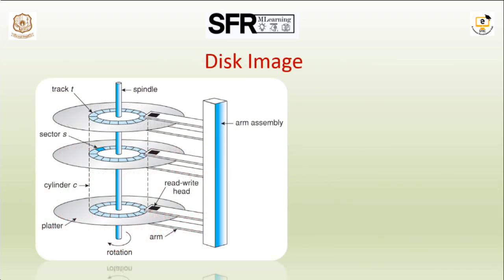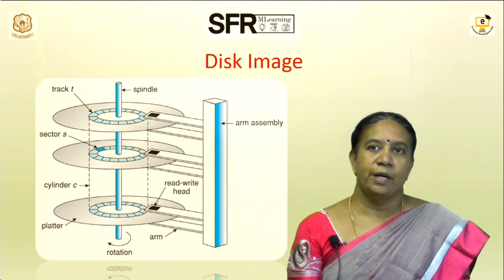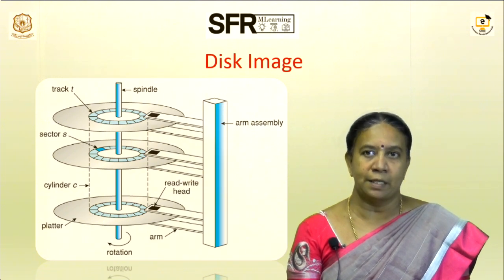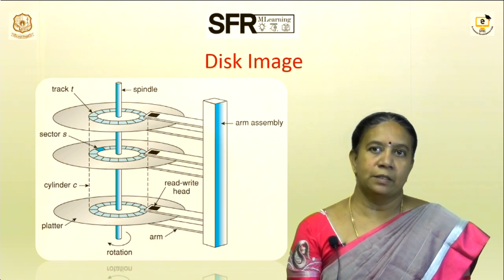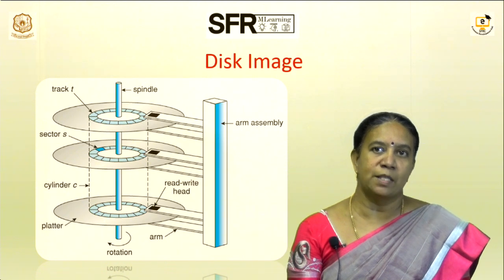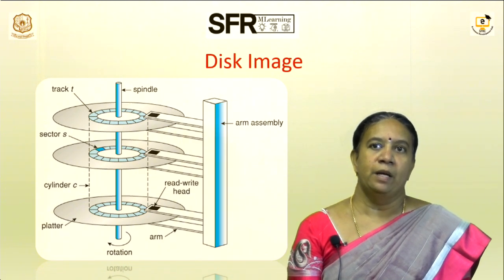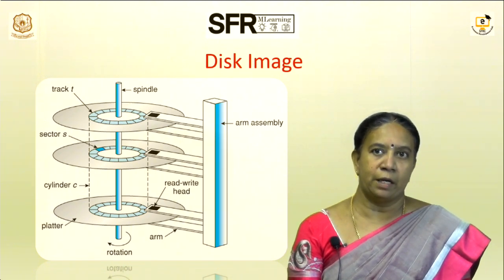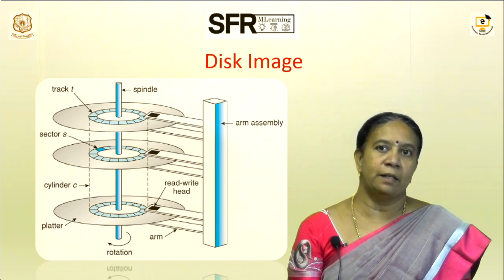Here we have a disk image. Look at this image: the side bar is the arm assembly. The center rod is the spindle, and there are sectors, tracks, and read and write heads. The black color box is the read and write head. Then at the bottom of the image there is a rod which is known as the arm.